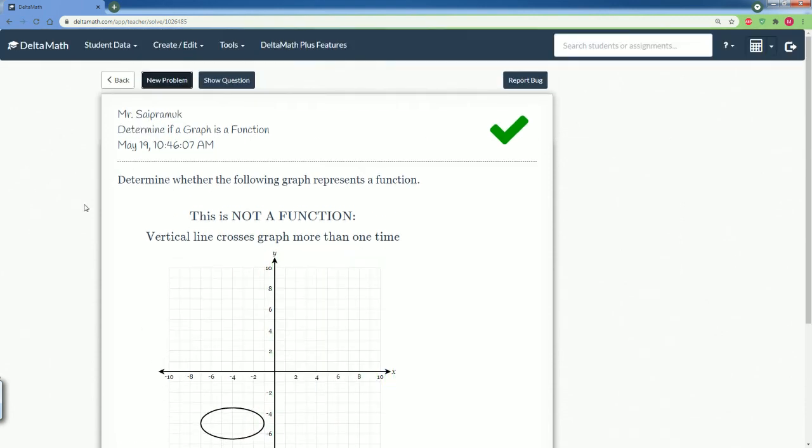So there you go. That is how you determine whether something is a function or not a function. It is by the vertical line test.